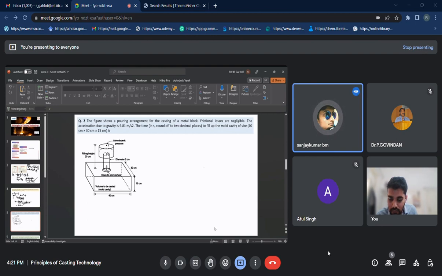Are you asking for problem number 2 or problem 1? Problem 2, the displayed one. In the denominator, root 2gh is 2 into 981 into 20, right? Multiplied by pi by 4 d square. That's right.